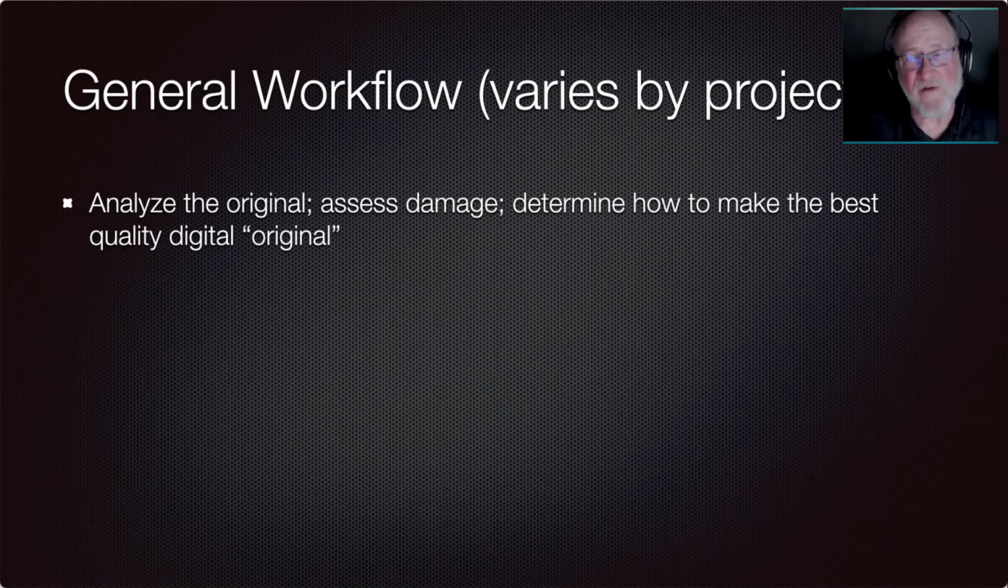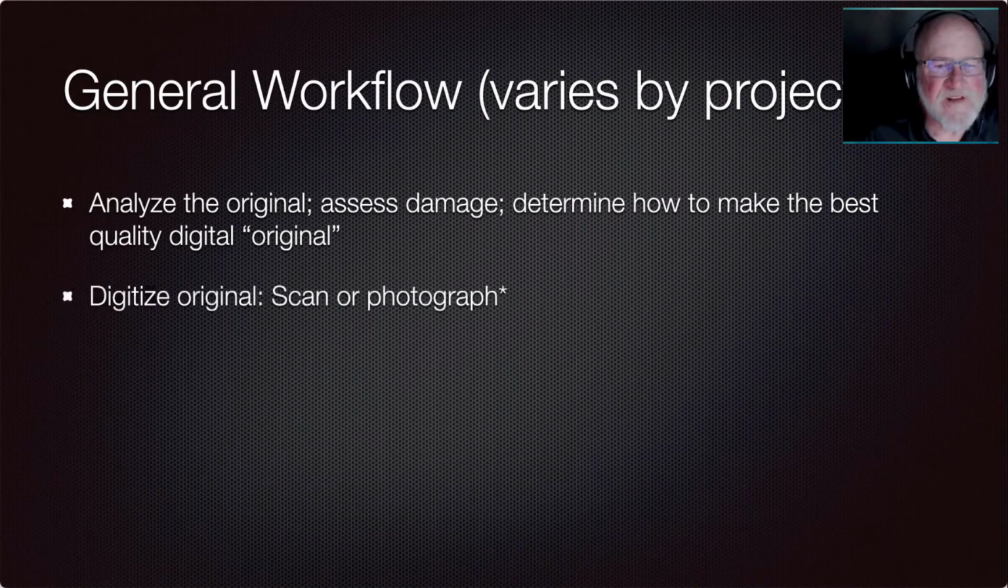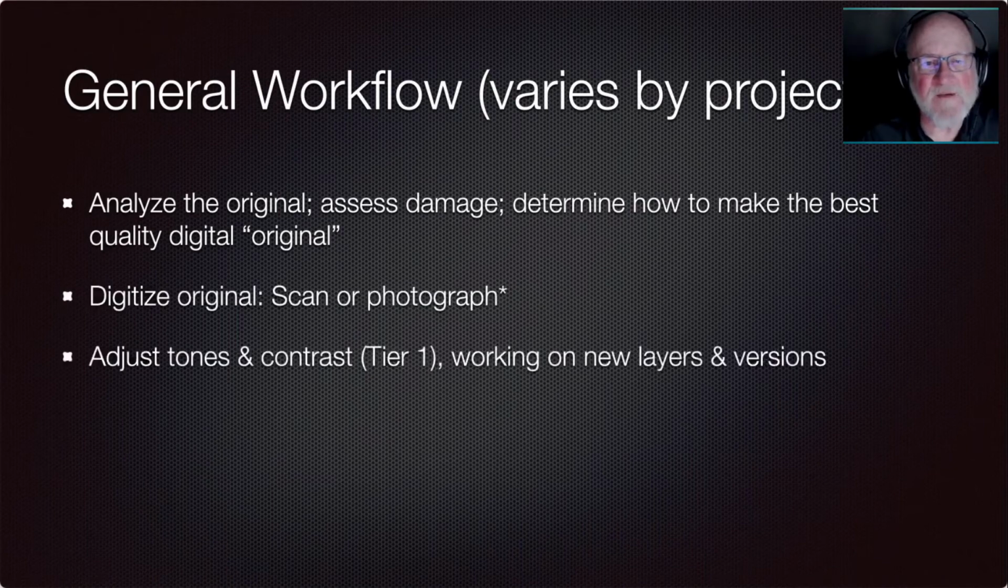If I'm having to shine light through the back of it, then it's probably a more vertical orientation and a light from behind it. So my goal is to get as much good data in my digital original as possible, because I'm going from paper, the damaged paper, to a digital original, and eventually I'm going to print it again and give them that physical print. So: digitize the original, scan or photograph.